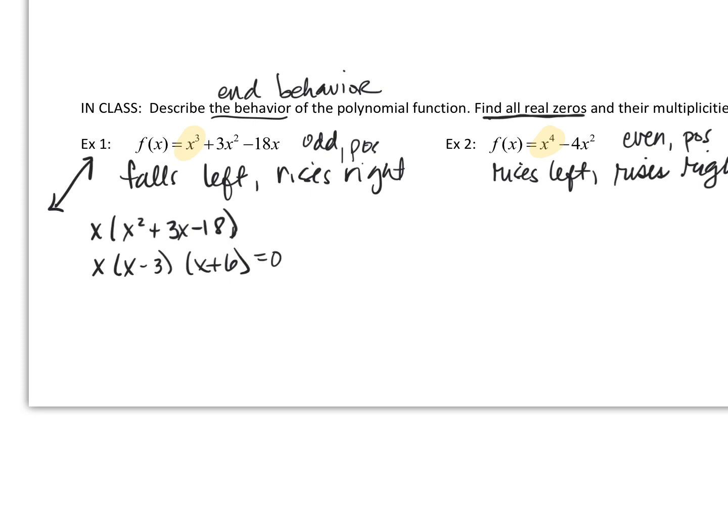And it's equal to 0, right? So I'm going to set each one of these equal to 0 and solve them. So this one's already solved. That's easy. This is x equals 3. And then this one was x equals -6, right?